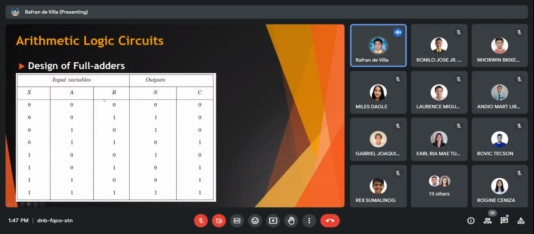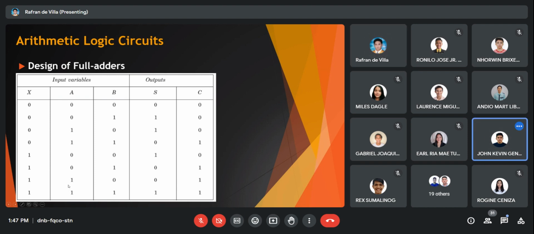Looking at the design again: 0 plus 0 plus 0, sum 0, carry 0. 0 plus 0 plus 1, you have sum 1 and carry 0. 0 plus 1 plus 0, of course the sum is 1 and the carry is 0. 0 plus 1 plus 1, then you have here 0 for the sum and 1 for the carry.